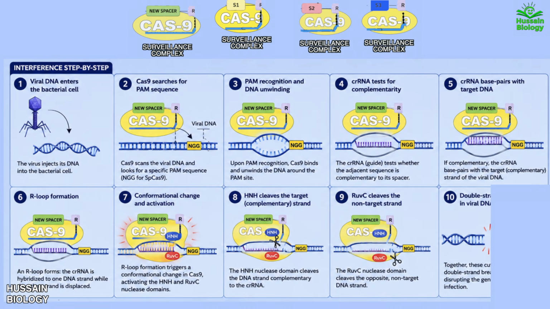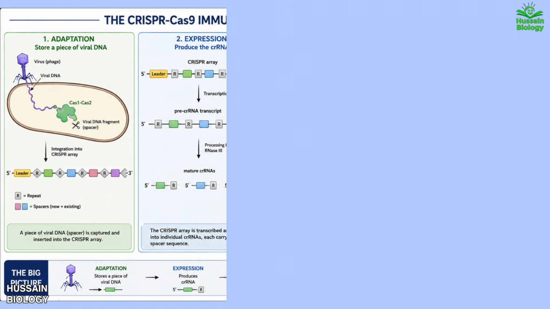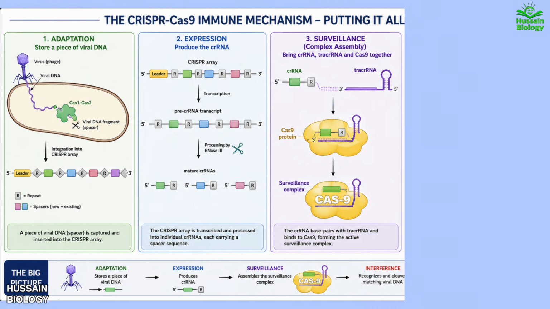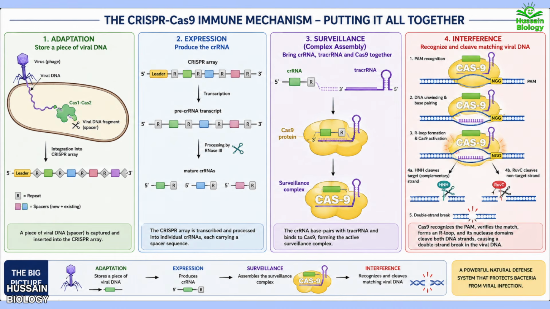We see together these two cuts generate a double-strand break in the viral DNA, and this disrupts the invading viral genome, helping the bacterium defend itself against the infection. So if we put the whole mechanism together, it becomes quite simple to follow. First, adaptation stores a piece of viral DNA. Then expression produces cRNA. Surveillance brings the cRNA, tracer RNA and Cas9 together. And finally, interference allows Cas9 to recognize and cleave the matching viral DNA.